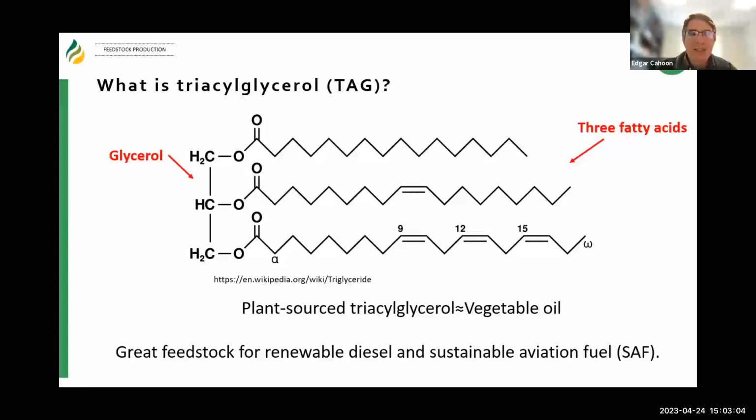What I want to impress upon you is that these molecules are really great feedstocks for renewable diesel and sustainable aviation fuel. You probably have heard of biodiesel. That's making the TAGs into what we call fatty acid methyl esters. But the technology now is moving towards something called renewable diesel, where the fatty acids are broken up into smaller pieces. We use catalyst and high energy to remove double bonds and split the fatty acids into smaller pieces. And if you break them up into small enough pieces, they can be used for sustainable aviation fuel, which is basically kerosene.